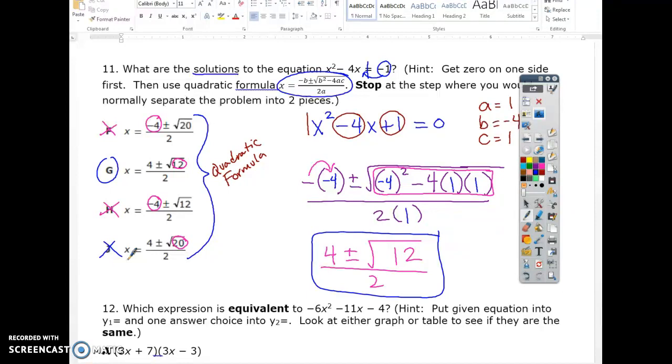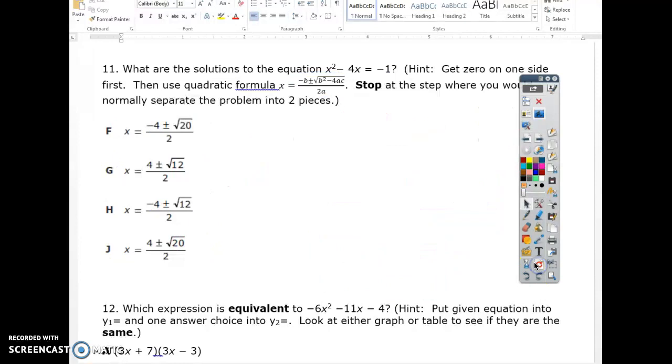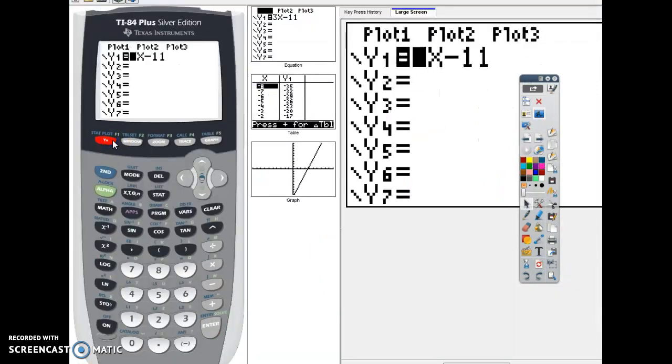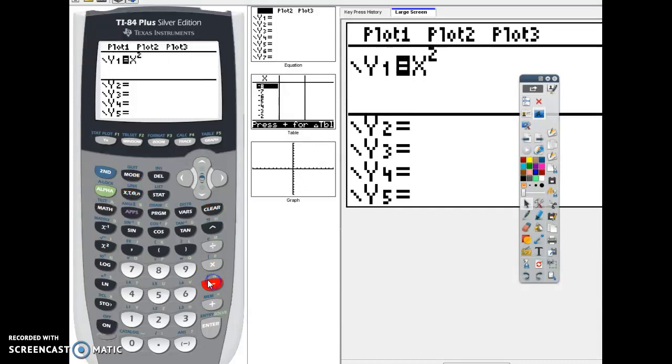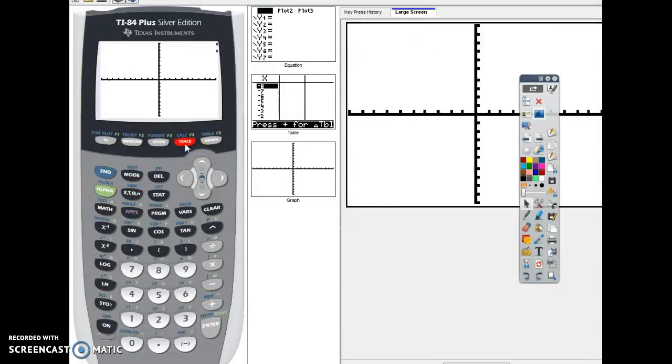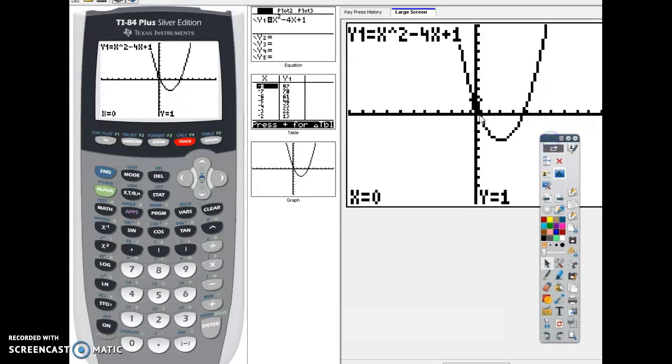You can also put it in the calculator just to check. So here's what I would do. I would take the equation that they gave me, x squared minus 4x plus 1, and put it in the calculator. Y equals, trace. Remember, we're looking for the solutions. So I know my solution. One of my solutions is right here, and the other one is right here.